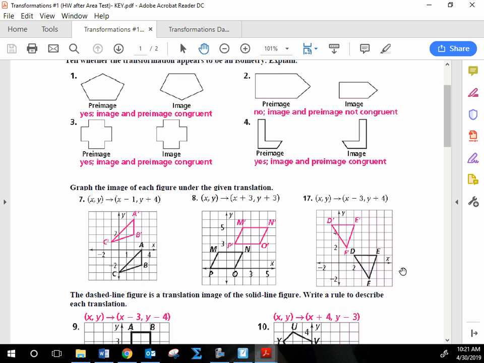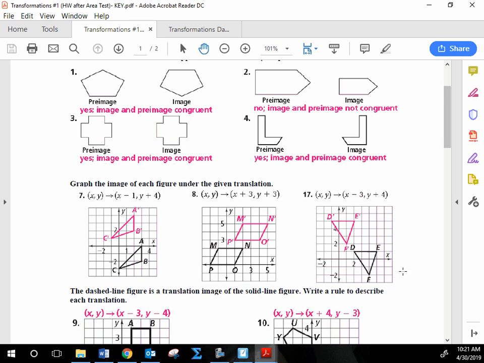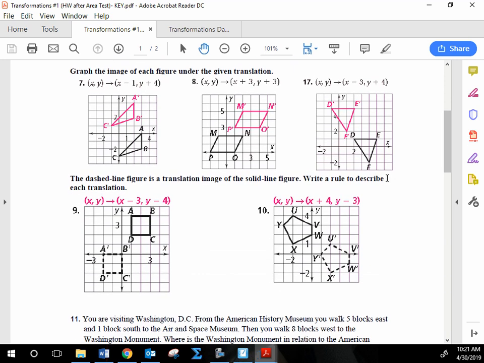Do we have questions on 1 through 4? Yes. On the test, will it be clear if it's not the same? Because on number 3, I couldn't tell if they were different or not. If it looks pretty much the same, then it's going to be. Like number 2, that's definitely a different size. Yeah.